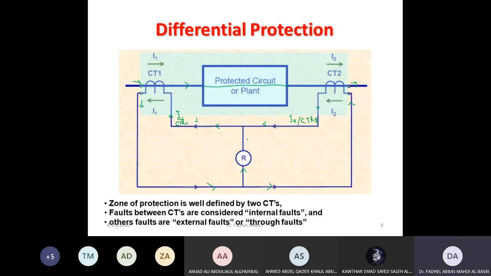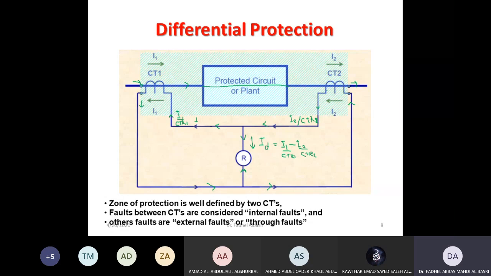And this current, now this is, or this current. Let's call it I_D. Suppose here I have an overcurrent relay. So this is called the differential relay, ID, which is equal to I1 minus I2. Of course, I1 over CT ratio 1, minus I2 over CT ratio 2.